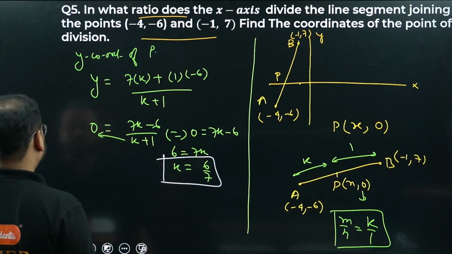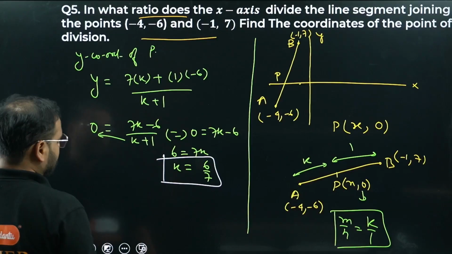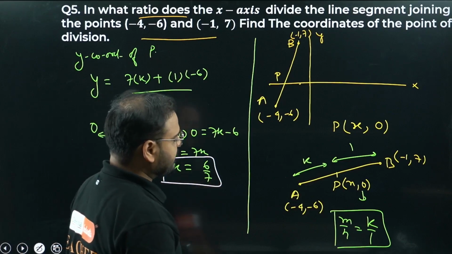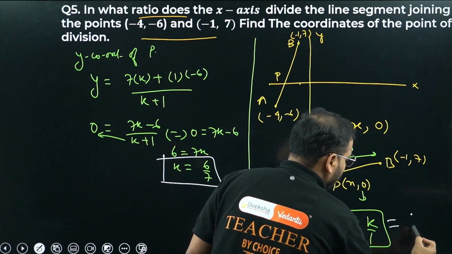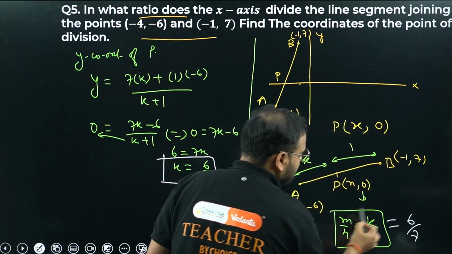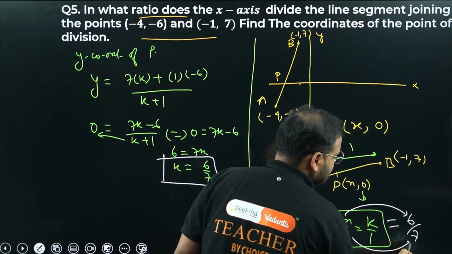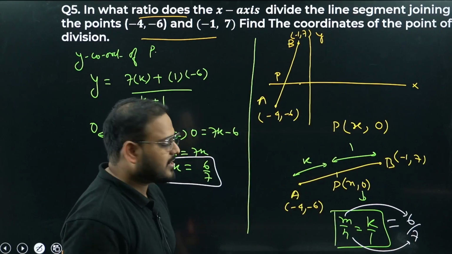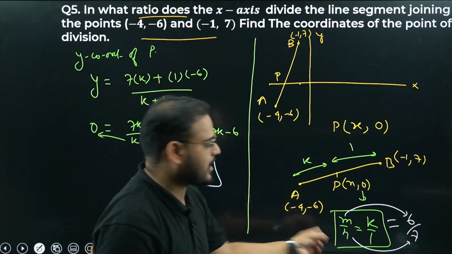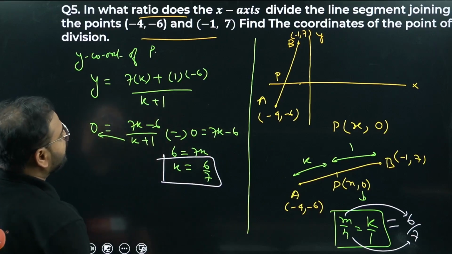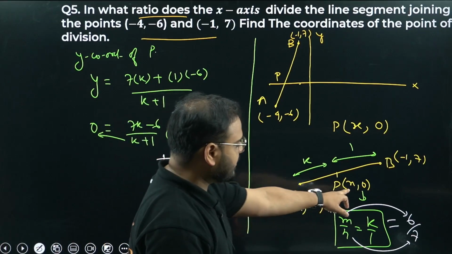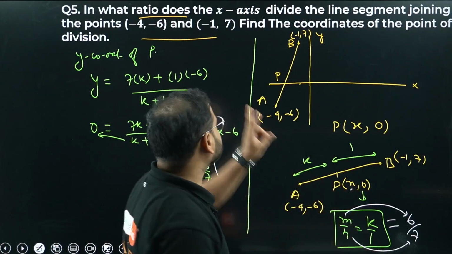No doubt over here? Okay. One second, k is 6 by 7. What is the m value? Please cross check. The m value is 6 and the n value is 7, correct? 6 by 7 by 1 is 6 by 7 only, no? So m is 6, n is 7. Got it? Now I can use the same for the x coordinate to get the x coordinate value. This is the first part of the question, the ratio.